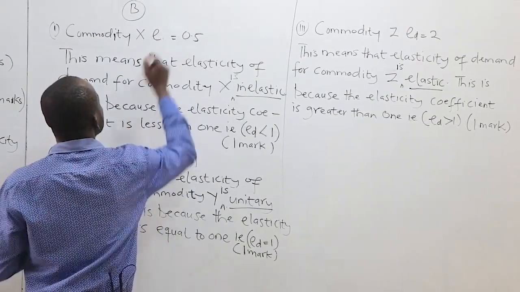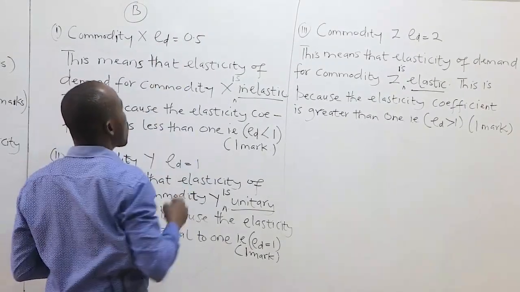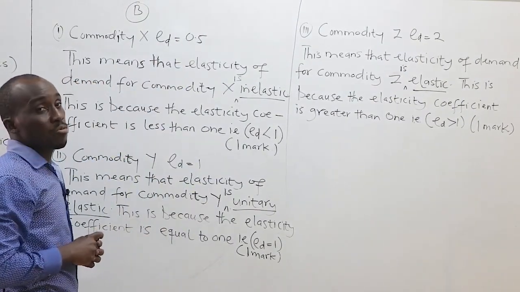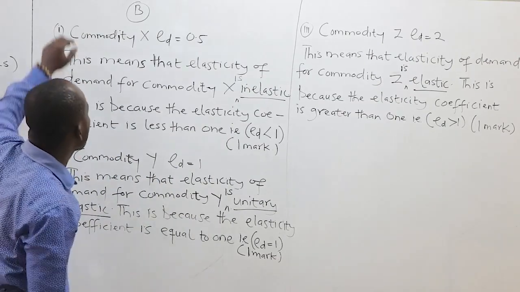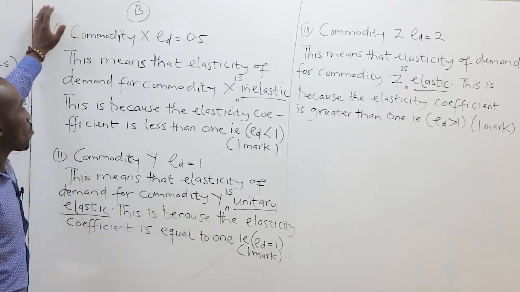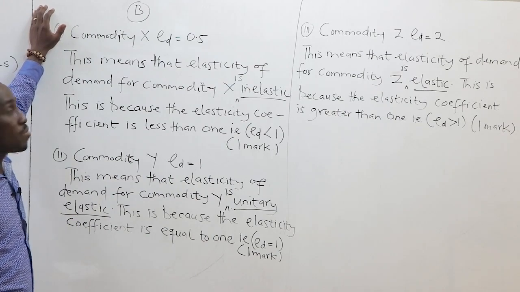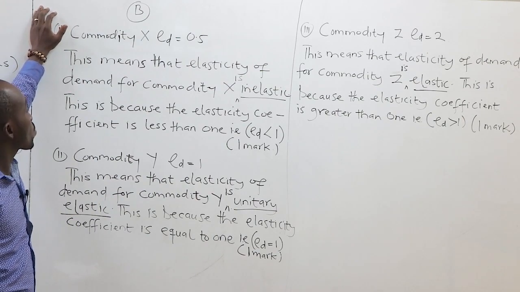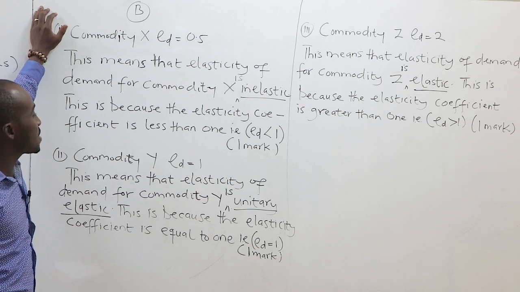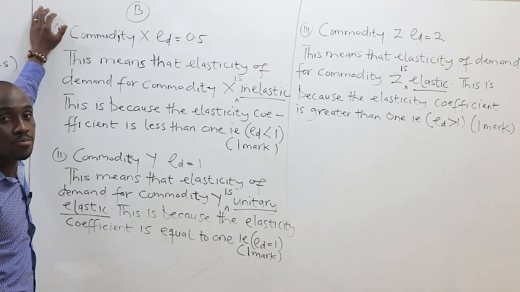So if you interpret it, you know that whatever commodity has elasticity less than 1 is inelastic. So we say that the elasticity of demand for commodity X is inelastic. This is because the elasticity coefficient is less than 1. Then you get 1 mark.